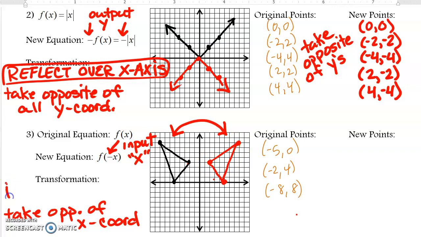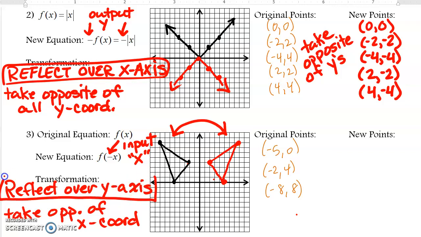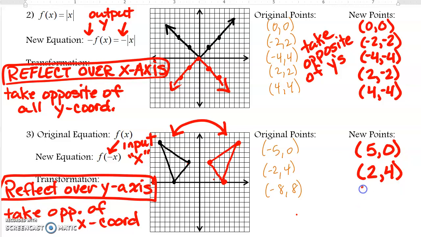So our transformation is called reflect over the y-axis. That's the actual transformation that's happening. How we do that transformation is we take the opposite of every x coordinate. So if you like your table of values, your list of points, every x coordinate will change to the opposite value. So instead of -2, 4, it's +2, 4, and a +8, 8. We took the opposite of the x.